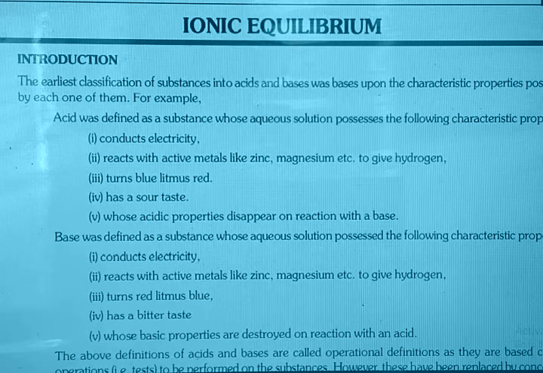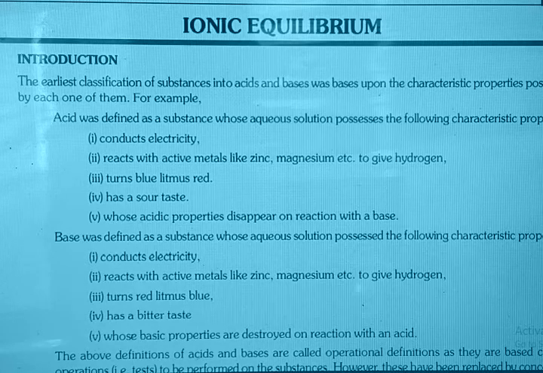So these were the properties of acid. This thing we have studied from the junior classes, right? Similarly, we have discussed the base also. Base was defined as a substance whose aqueous solution possesses the following characteristic properties: it can conduct electricity, it reacts with active metals like zinc and magnesium. Here there is a little bit of suspense, that when a base reacts, only one metal gives hydrogen gas. Similarly, it turns red litmus to blue, it has a bitter taste, and its basic properties are destroyed on reaction with an acid.